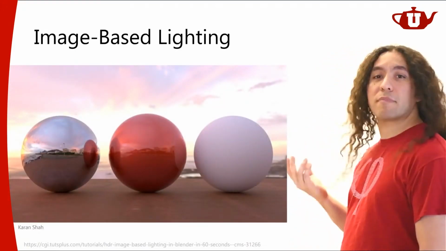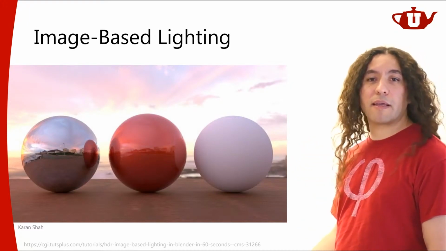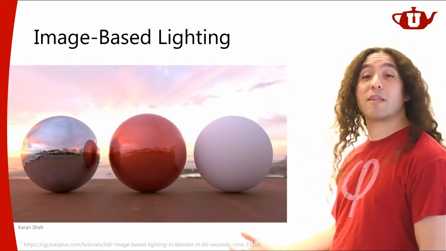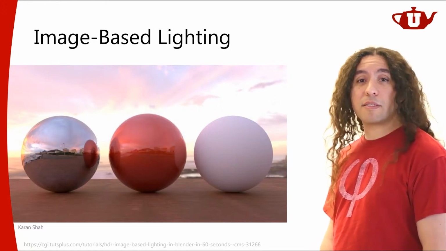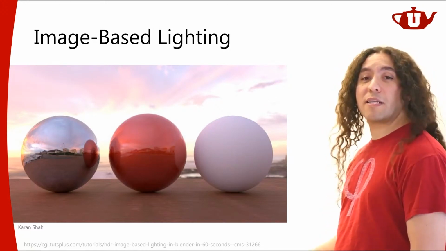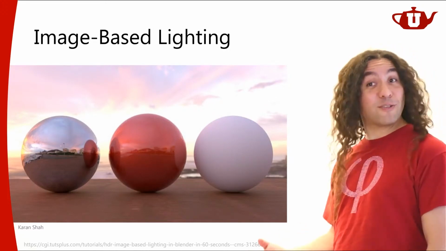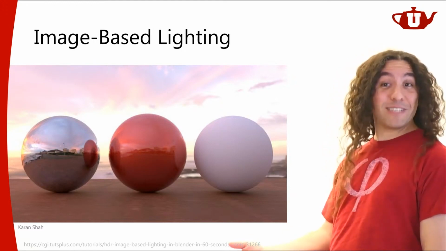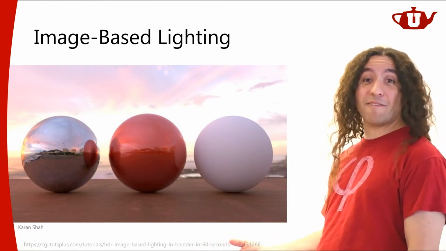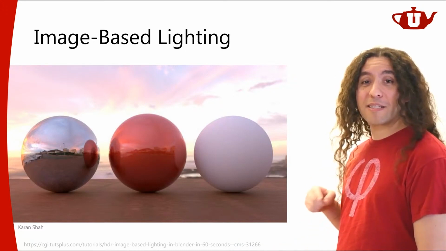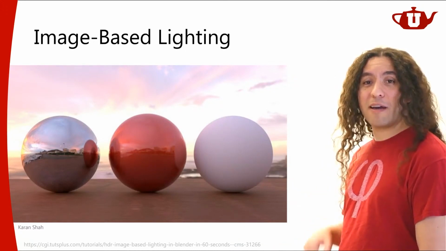Here's an example of image-based lighting using 3 spheres with 3 different materials on them. As you can see, we have some very nice reflections of the light source. That's the environment light, that's basically the environment image. And we're getting some super nice shadows underneath down there.